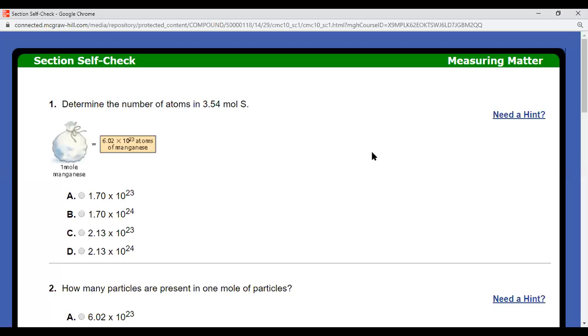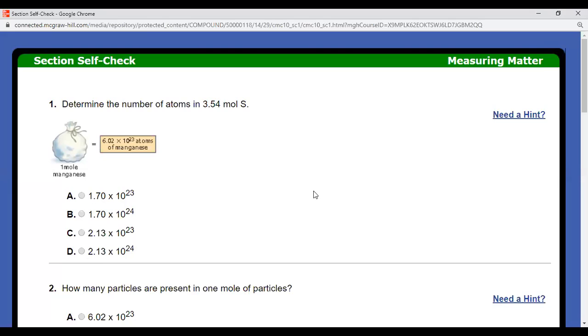Okay, Abdullah Gurney, can you read the first question? Determine the number of atoms in 3.54 moles. He wants the number of atoms. We solved one problem similar to it now. How can we get the number of atoms? Number of atoms equals what?